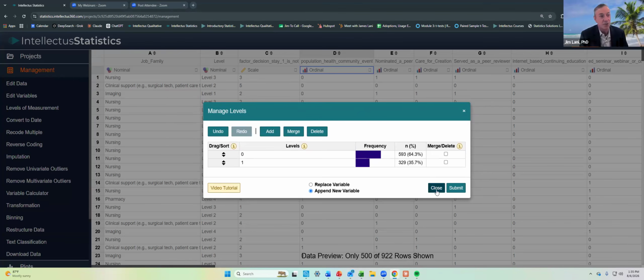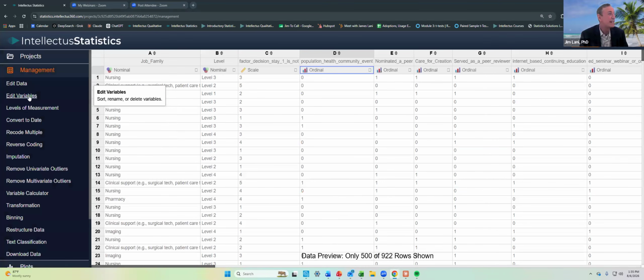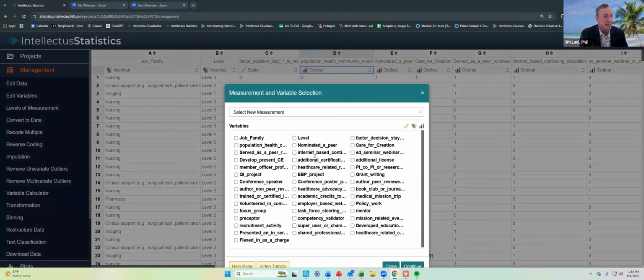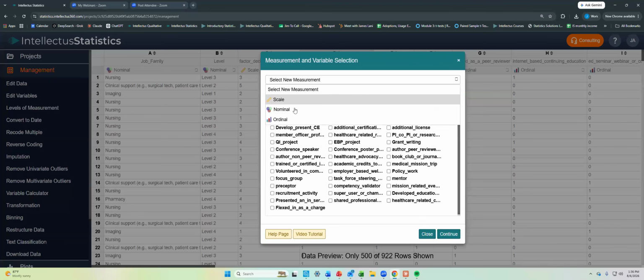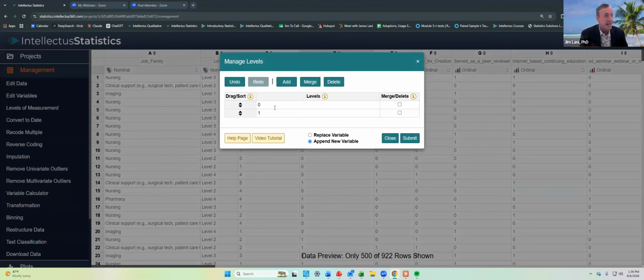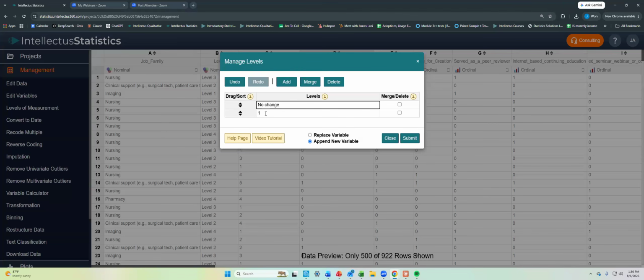Terrific. So let me show you a couple things. One is that we can edit variables and recode multiple variables at the same time. So I can recode, let's just say, population health, nominal. Okay, this is all being recorded. So I can click on all of these and just call them nominal, okay? And this is no change, and then change.